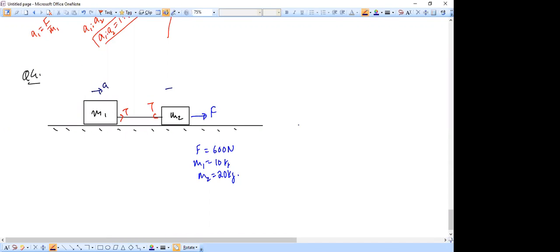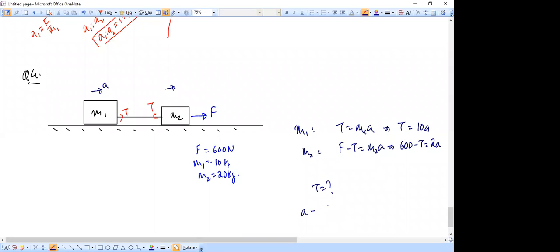So your equations will be for block M1, T is equal to M1A, for block M2, F minus T is equal to M2A. So T is equal to 10A and 600 minus T is equal to 20A. If you want to find out the tension, you can see A, which is equal to T by 10 from the first equation, is equal to (600 minus T) by 20 in the second equation.